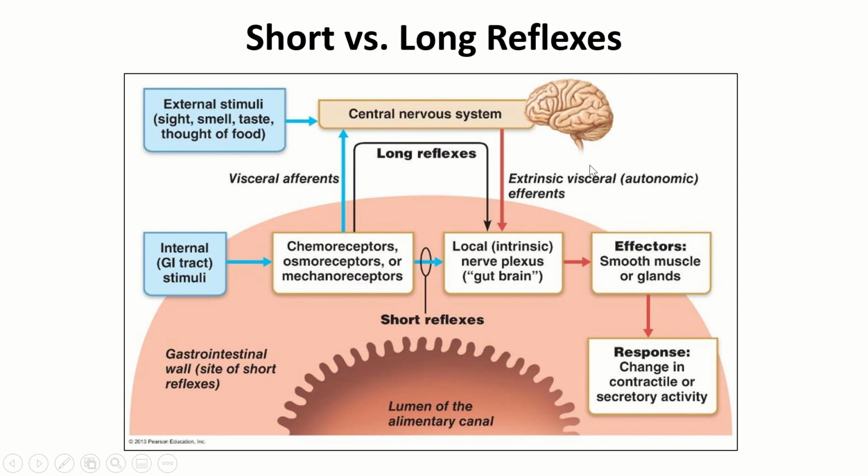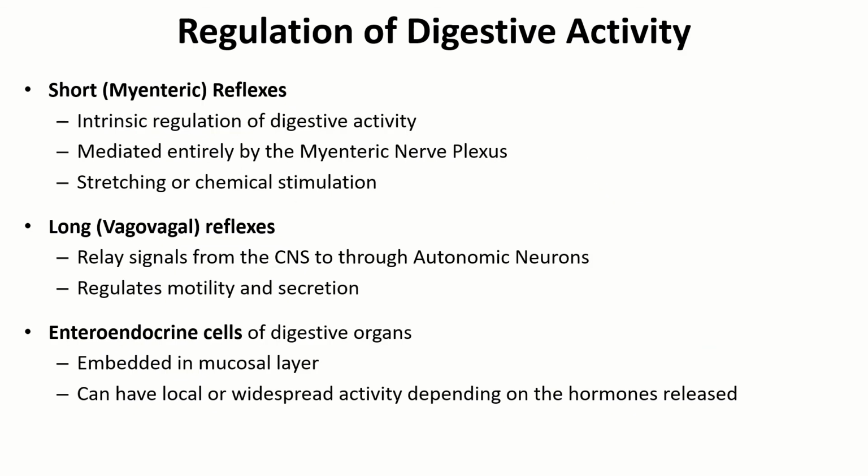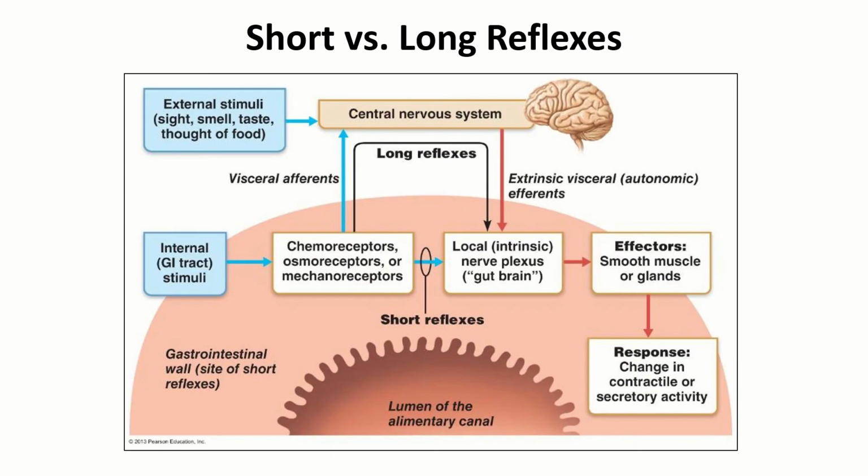By nature, it's fast. When you take a look here at long reflexes, these are called vagovagal because most of them are mediated through the vagus nerve. And so here, when you see these vagovagal long reflexes, they're long because they take a long signal pathway, a long nerve coming from the brain, and they relay information from the brain all the way down to that organ.